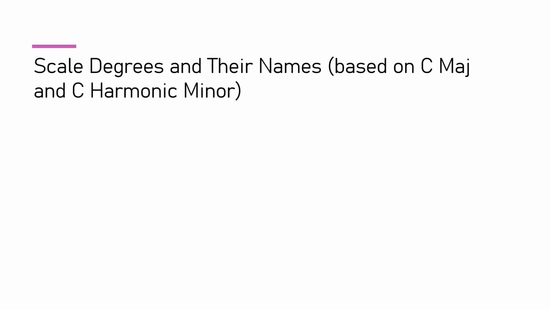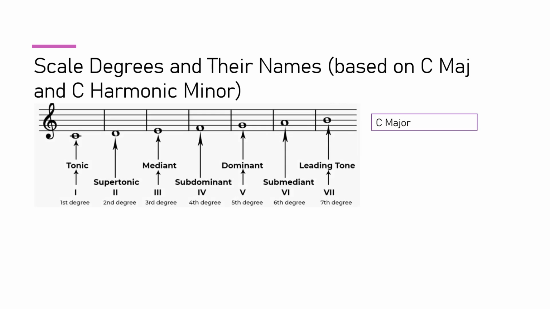So let's look at a quick example, looking at scale degrees and their names. Now we're going to focus on C major and C harmonic minor, but please understand that you can extend this to any other major scale or any minor scale, be it harmonic or melodic minor scale. So if you write out the scale of C major, this is on treble clef. Of course, you can do it on bass clef, but let's focus on treble clef. But remember, in your exam, you can be examined on the bass clef.